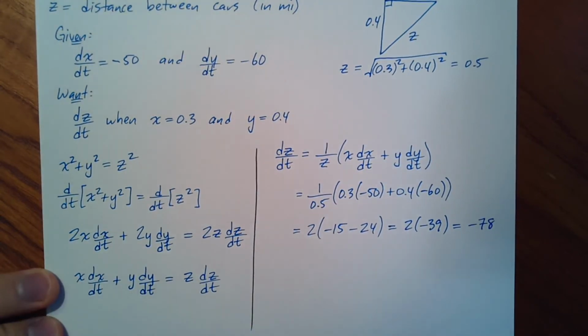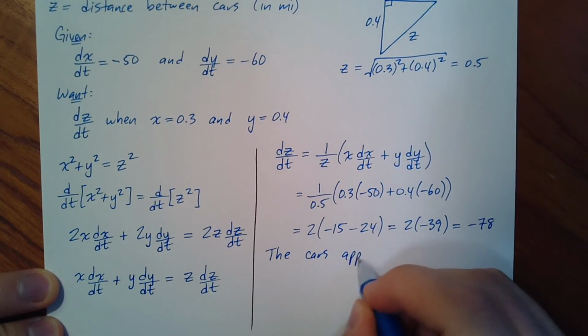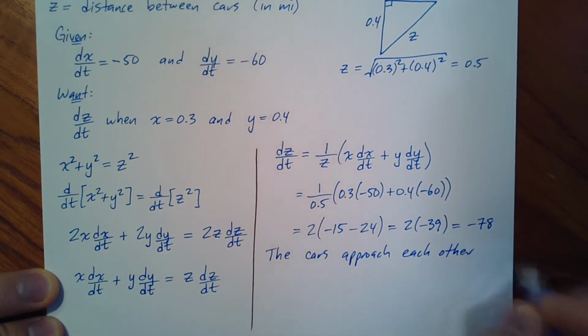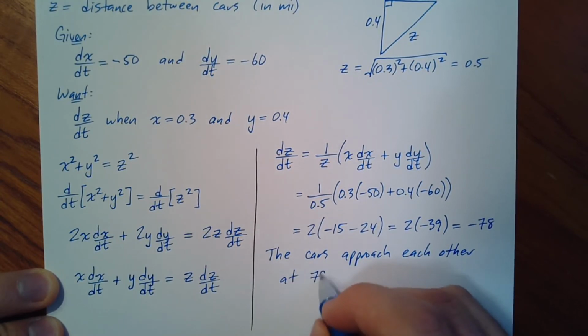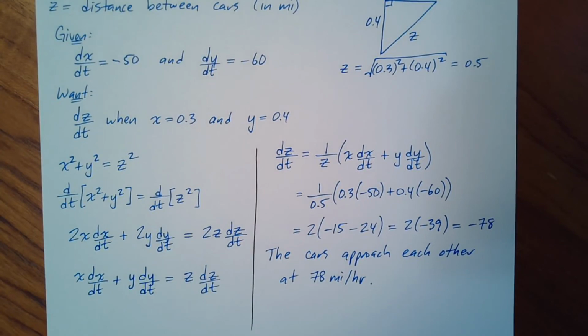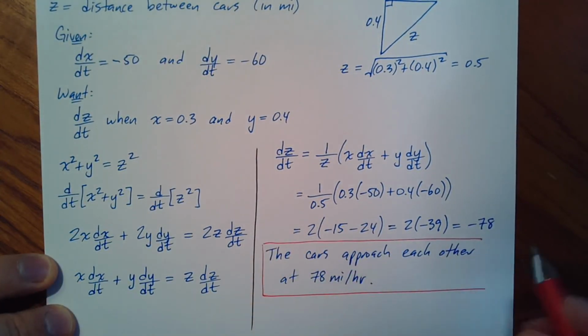So let's summarize our answer. So the cars approach each other at 78 miles per hour. So that's how you can solve problems like that.